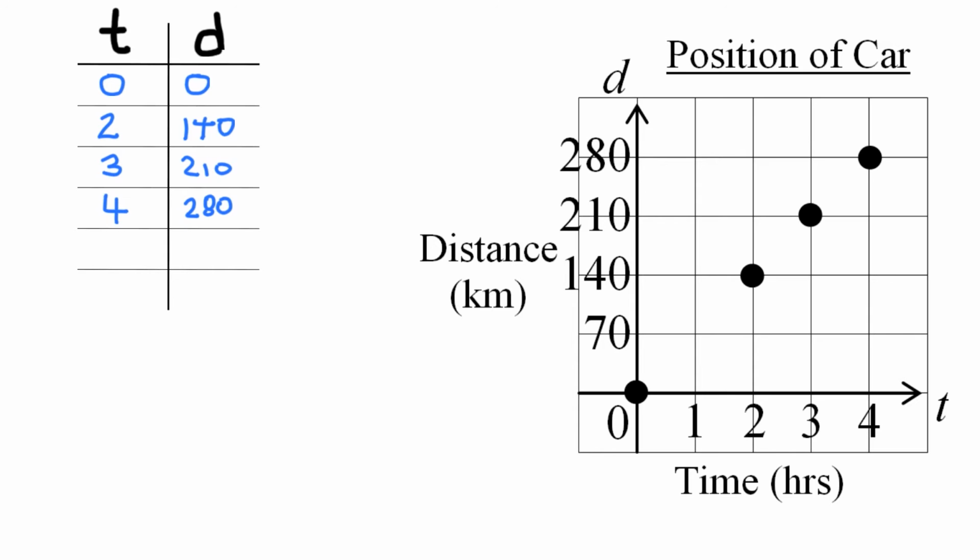Now, is this a linear relation? Yes, the dots still form a straight line. There's a little bit of a trick here because it looks like it's missing a dot here for 1 hour, but it still forms a straight line, so it's a linear relation.